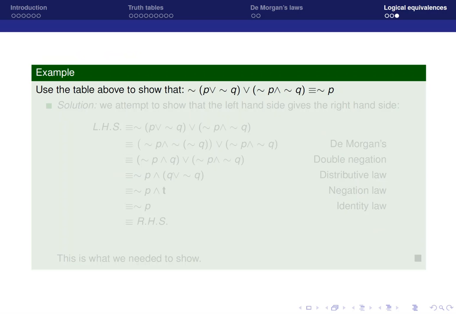See if you can do the same process for this expression. Start, if you can, with the left-hand side and try to get to the right-hand side somehow using the laws from the table that I gave you. So it's a good idea to pause the video here and attempt that for yourself.